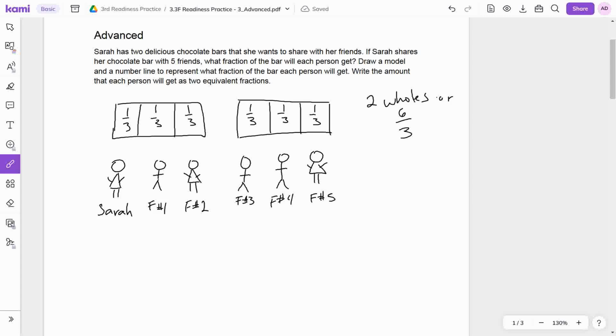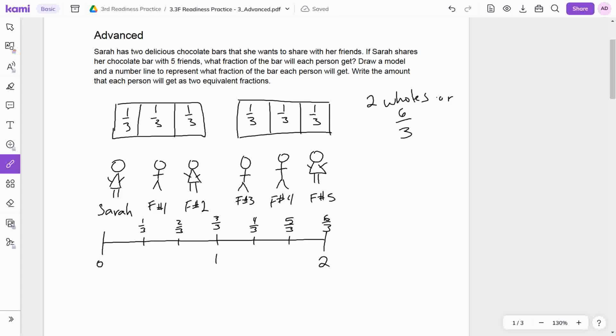I can also represent this with a number line. Now when I do this with a number line, typically we go from 0 to 1. Remember, I've got 2 whole chocolate bars. So I'm going to say 0, 1, and 2, because I have 2 chocolate bars. And then each chocolate bar is split up into 3 parts. So I'm going to put 1/3, 2/3, 3/3, 4/3, 5/3, and then 6/3.